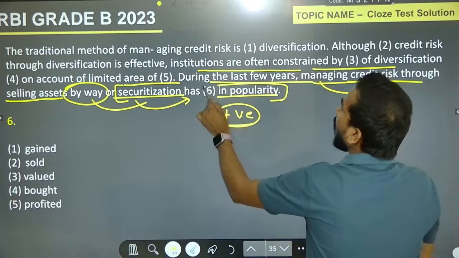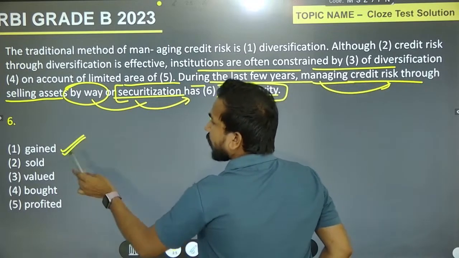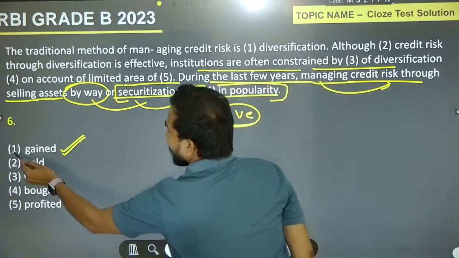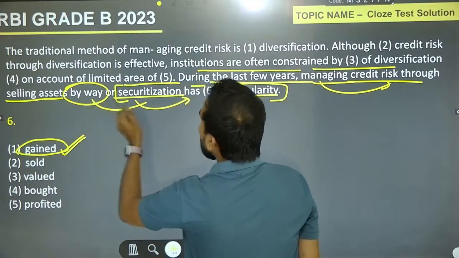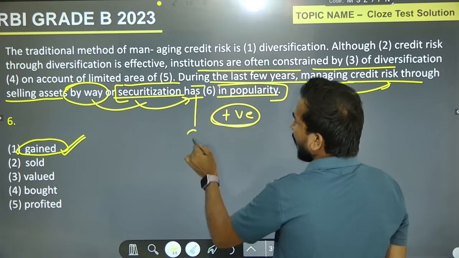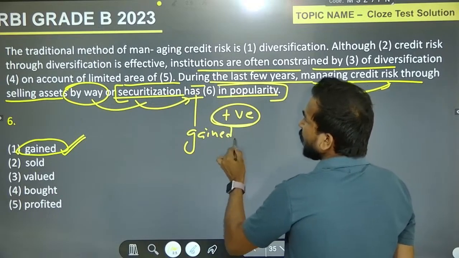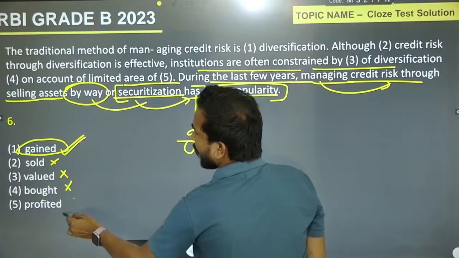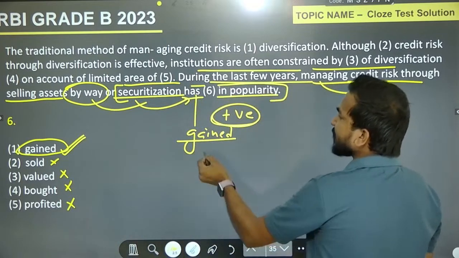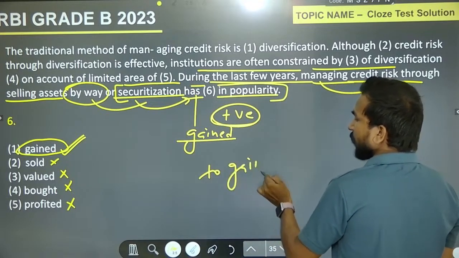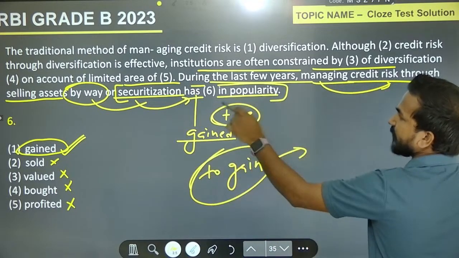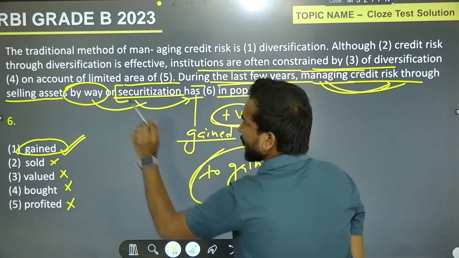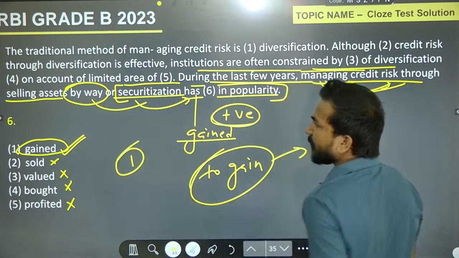has gained in popularity. Gain, that is the बढ़ना किसी चीज को, correct? That is the upcoming. That is the word that is actually gained. That is the gained, has gained in popularity. Not the sold also. Not the valued, bought or profited. Has gained something, to gain something, to achieve something, and that is the achievement of managing credit risk through selling assets. So it must be 1.